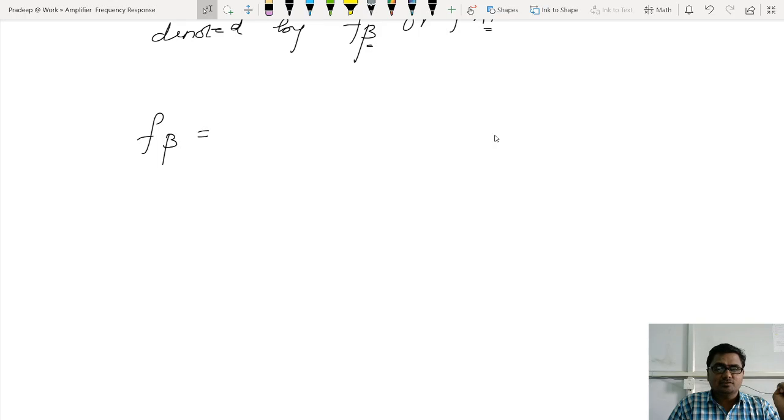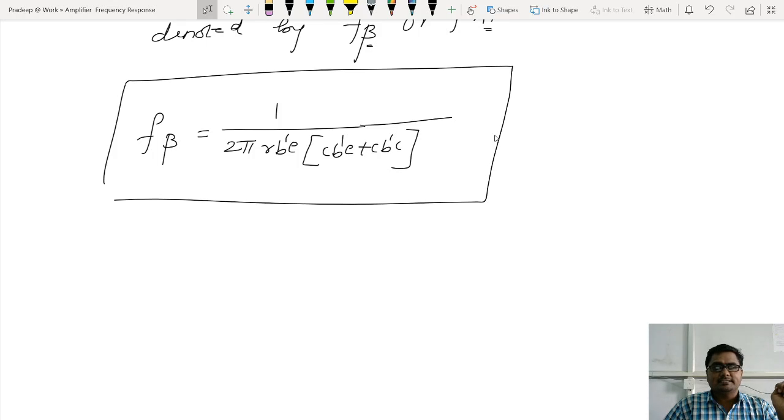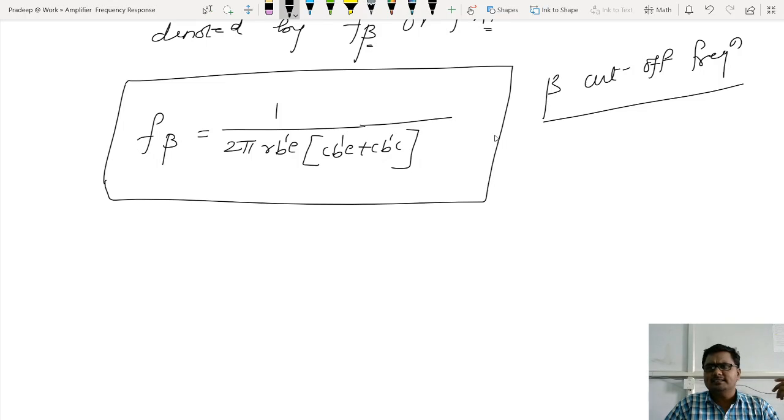So what will be the equation of F beta? It is 1 divided by 2 pi RB dash E multiplied by the capacitors CB dash E plus CB dash C. So this is the equation for the beta cutoff frequency. Why beta cutoff frequency? Because we are in a common emitter amplifier.